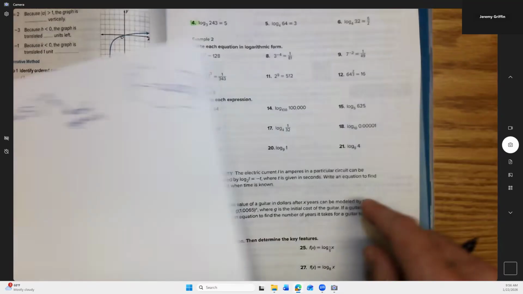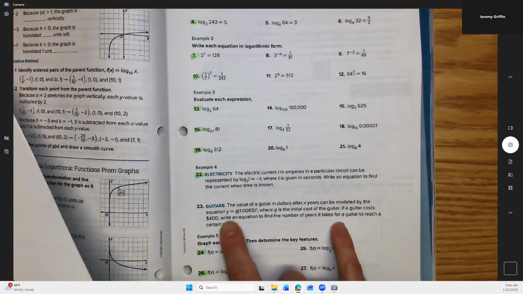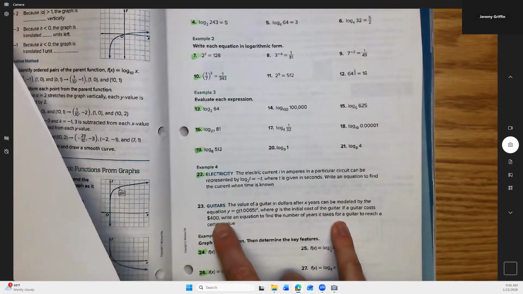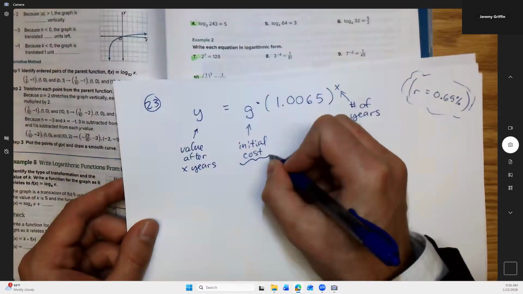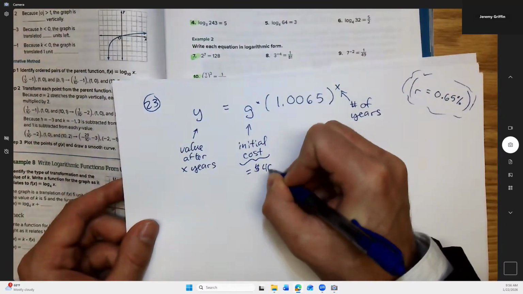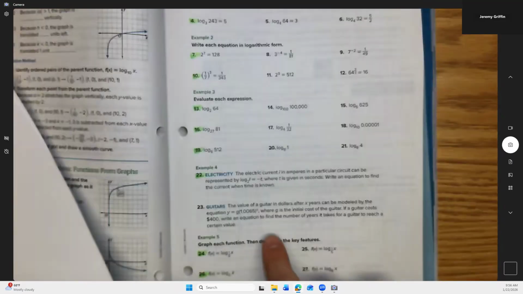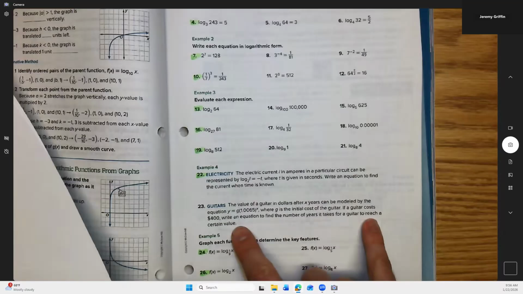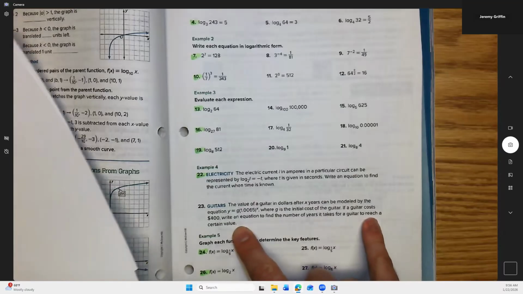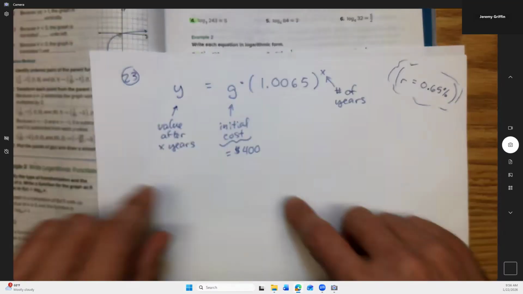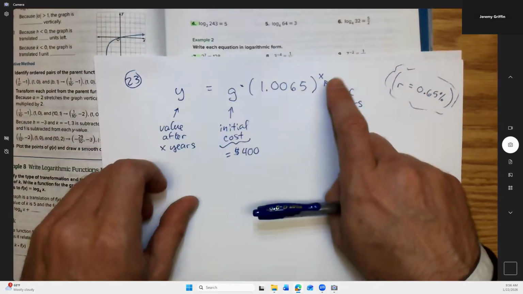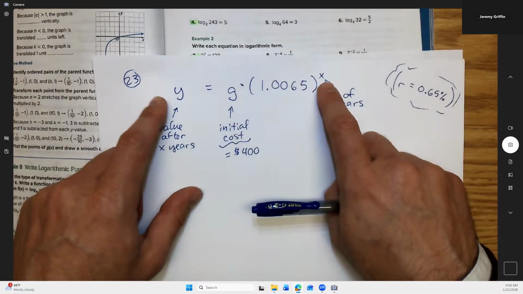But what do they want us to do here? If the guitar costs $400, that's the initial cost. So we're going to let this initial cost be $400, right there. Then write an equation to find the number of years it takes the guitar to reach any particular value. So we're going to replace G with $400. We've got X number of years, and Y is the value after so many years.